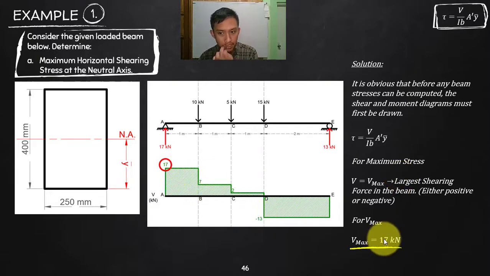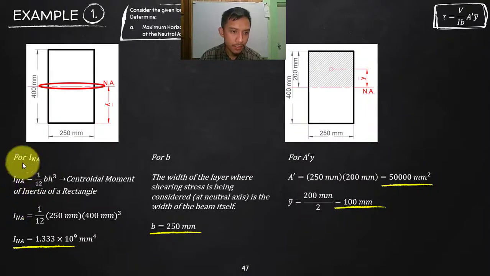So your V maximum, to give us the horizontal shearing stress, which is maximum at the neutral axis, will be that 17. Then, of course, your I and A the same. We will be getting the I with respect to the neutral axis. That is a rectangle, so 1 over 12 BH cubed. So that will be 1.33. We had that one before, since this is an example of your flexural stress.